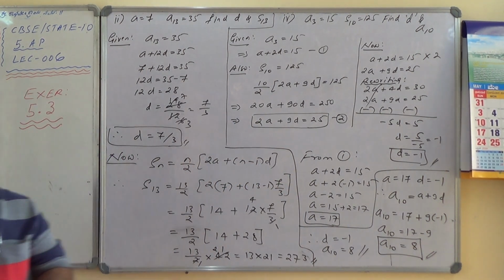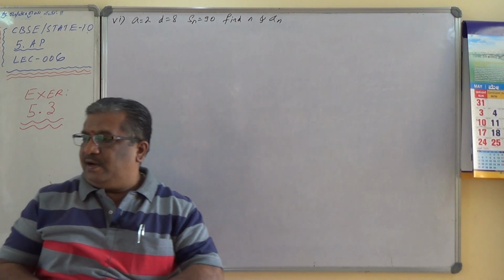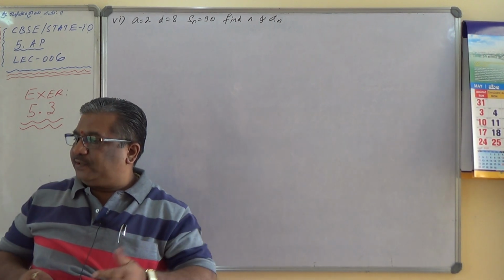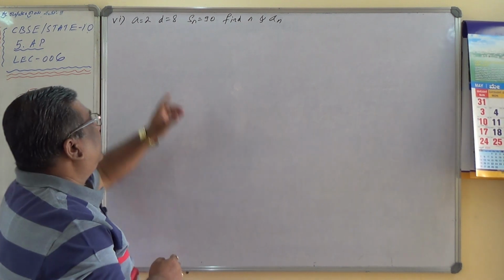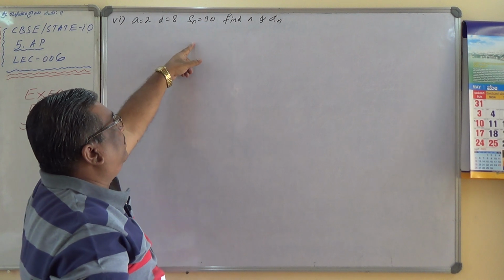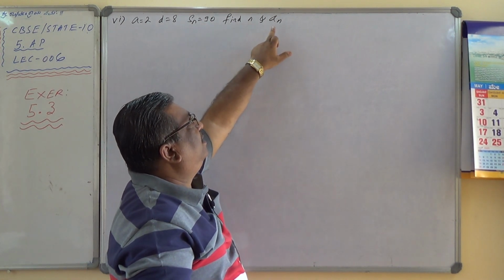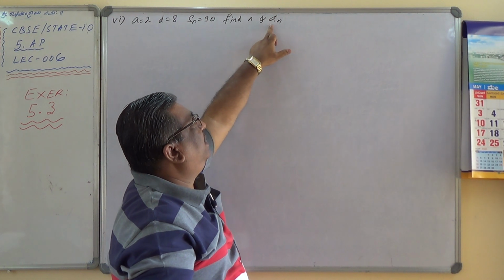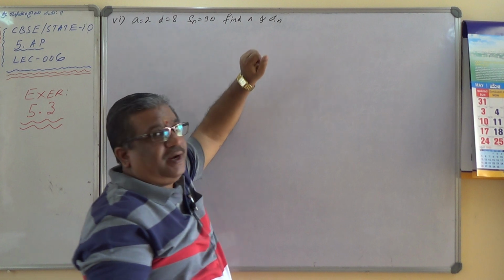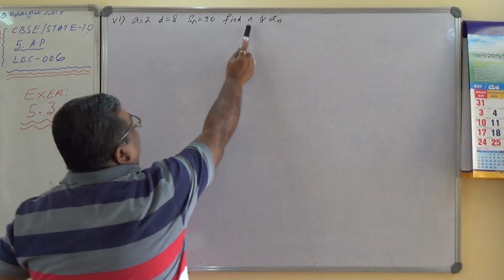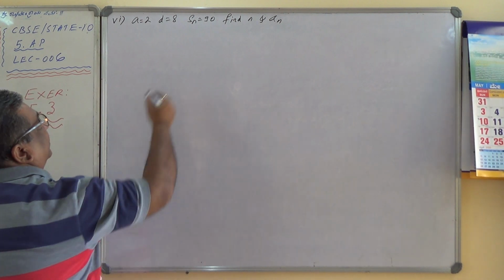Note down. Yeah, let me take up the 6th now. The 4th I have solved, the 5th is similar, and the 6th I am taking. Given: A is given, D is given, Sn is given. Find n and An. Let me find n first. Whatever the value of n, I have to find the term for that value. If I find n, I can find An. So let me find n here.